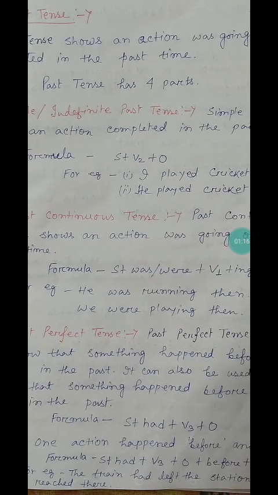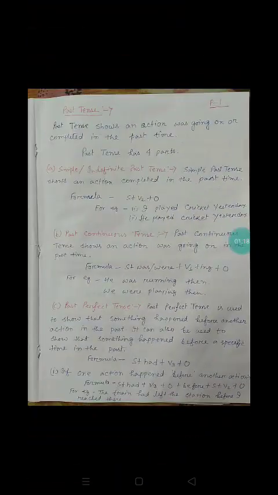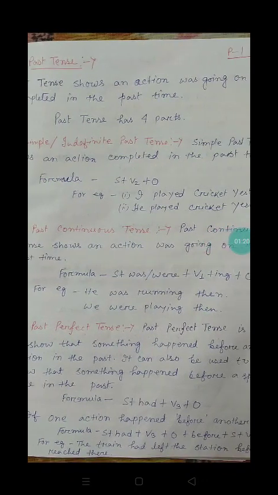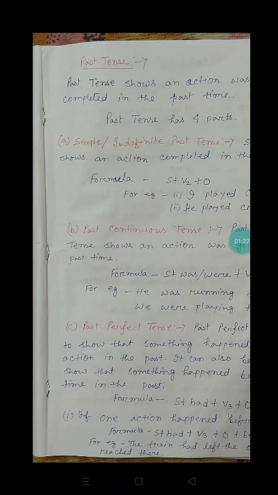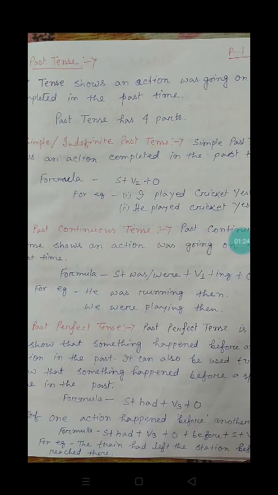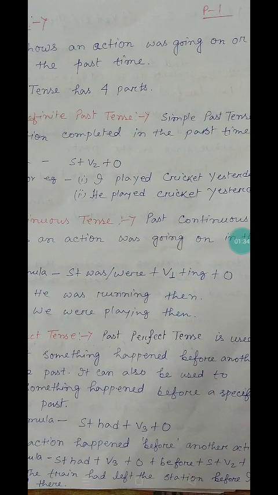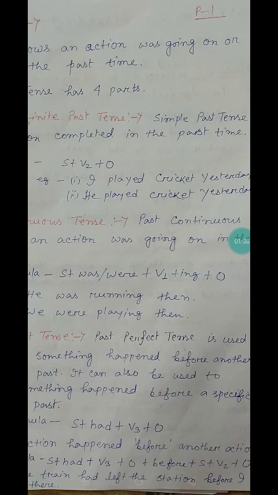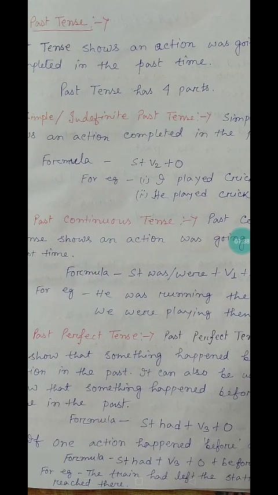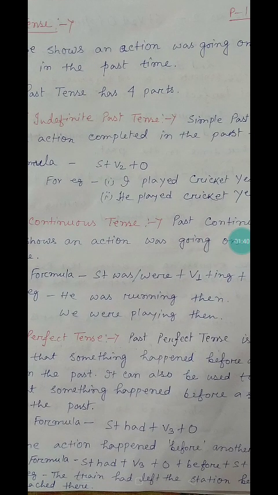Coming to the past continuous tense. Past continuous tense shows an action was going on in the past time. So that means an action was running at the past time. To show that type of verb, we use past continuous tense. Formula: subject plus was or were plus verb 1 plus ing plus object. So here I have given two examples.